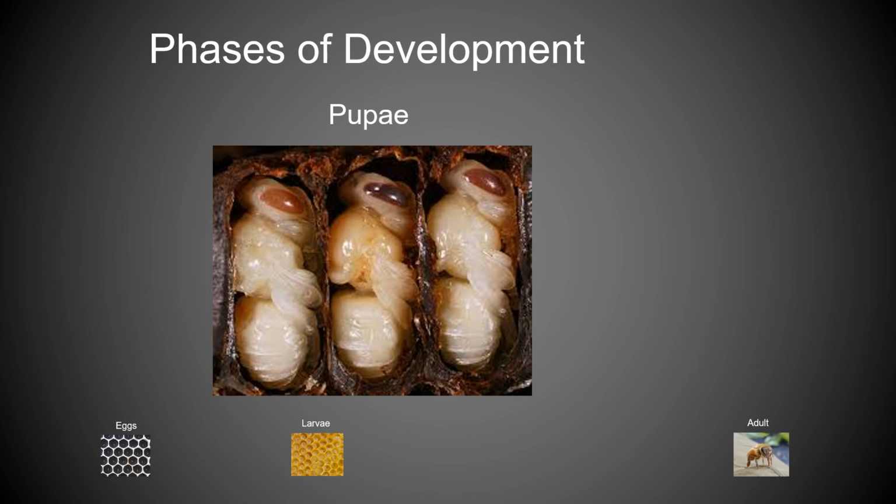Once the cocoon is spun, the pupa begins the process of transforming into an adult bee with eyes, legs, and wings taking shape. After 12 days, the adult worker bee chews her way through the wax cap to join the colony.